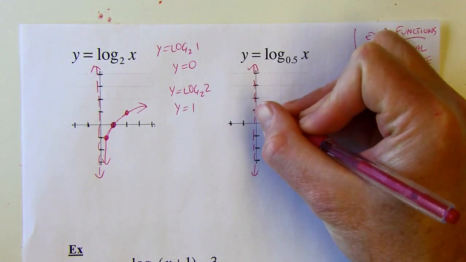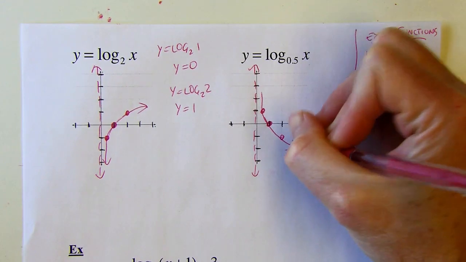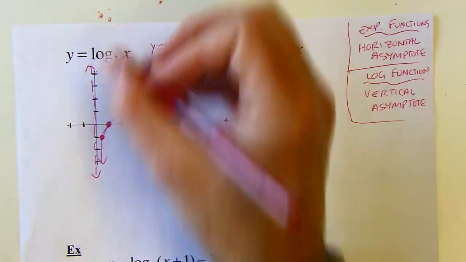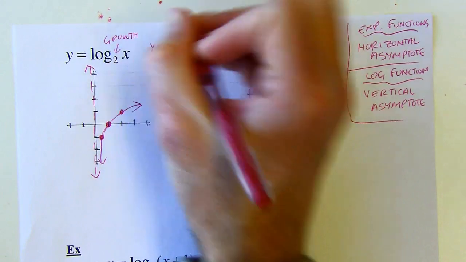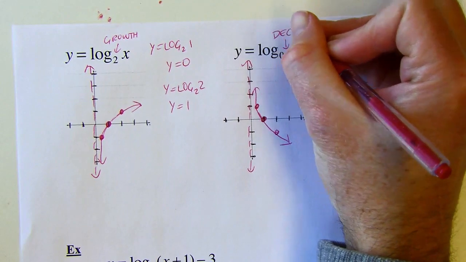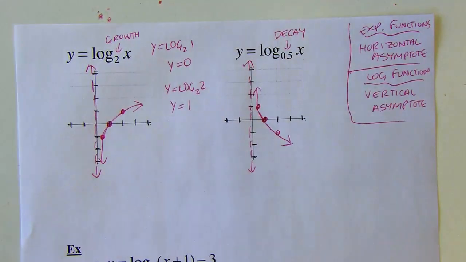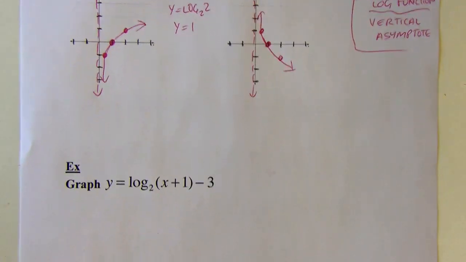So it's going to do this instead when your base is less than 1. So I still think of it as growth when your base is more than 1, and this one as decay when your base is less than 1. Okay, so it just determines whether it's going uphill or downhill. Okay, all right, so let's move on to a more complicated example.